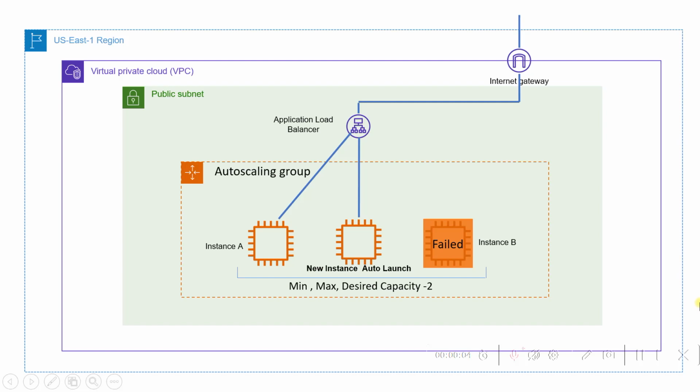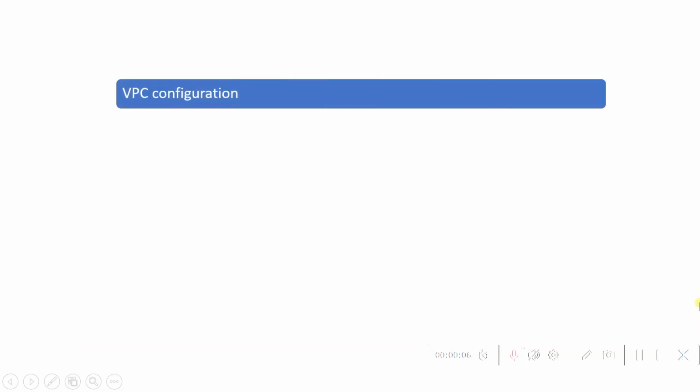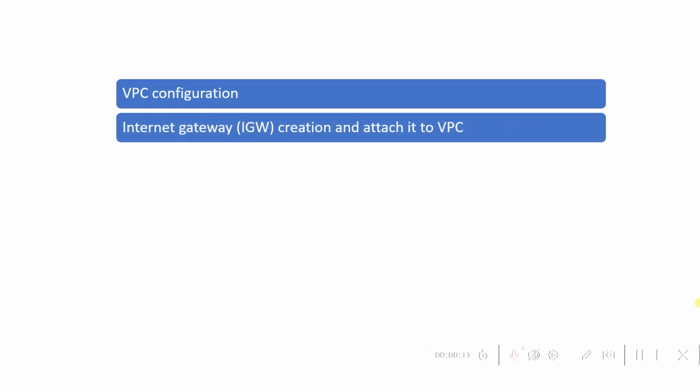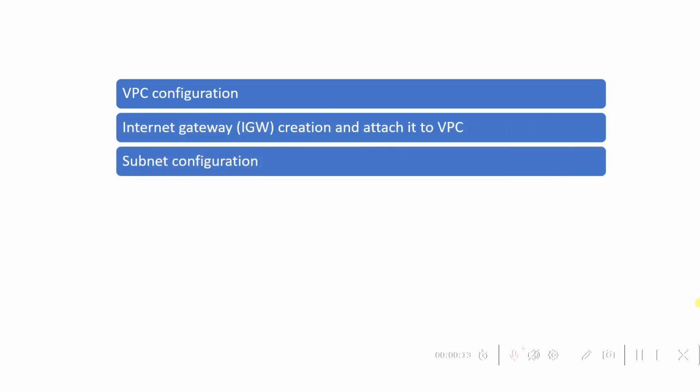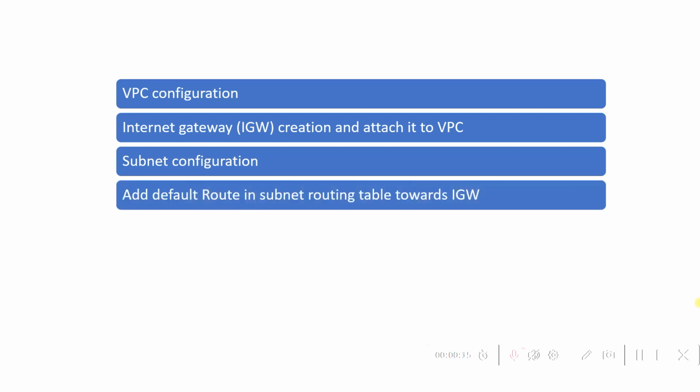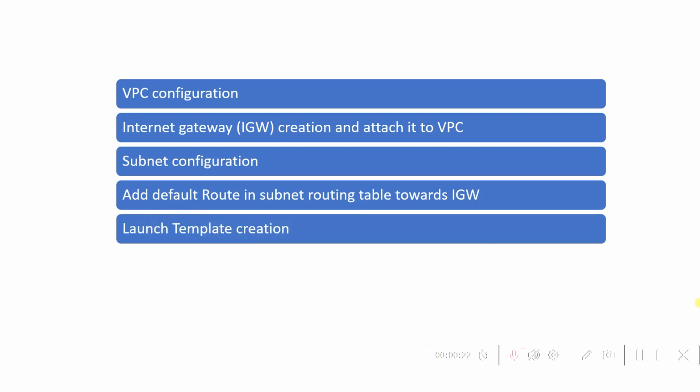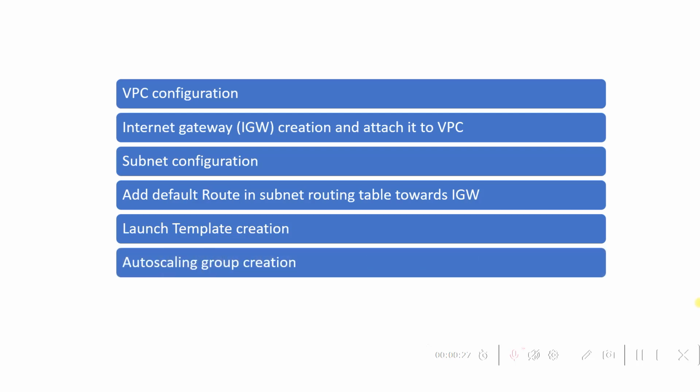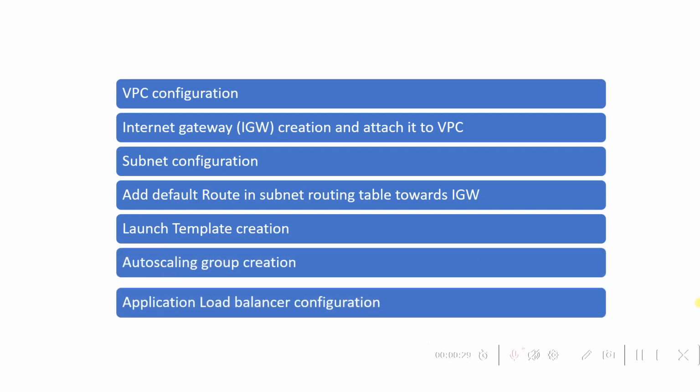Before jumping into the AWS console, let's see the steps. We'll create a VPC and an internet gateway, and attached to that VPC we'll create the subnets. We'll modify the subnet routing table towards the internet gateway and create a launch template, which will be useful in the autoscaling group. We'll create the autoscaling group and select the application load balancer for this one. So let's jump into the AWS console now.